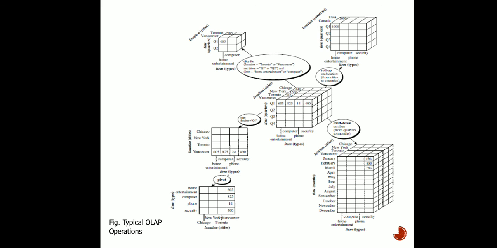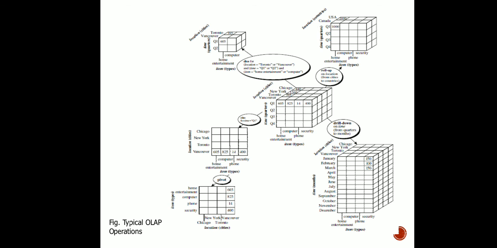so home entertainment and computer, it will have one more value. Okay, there is a mistake. This Q1 should have 825 as well with it. So after 605 there should be 825. So it is projecting. It is working fine for the dice operation. So slice and dice are over.